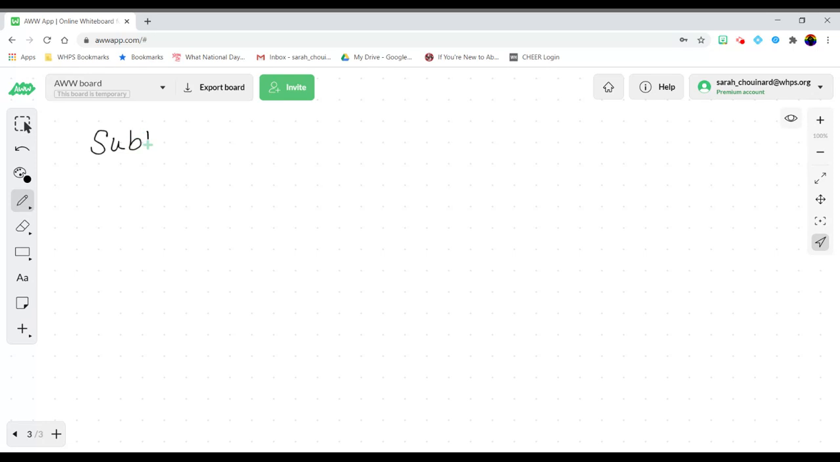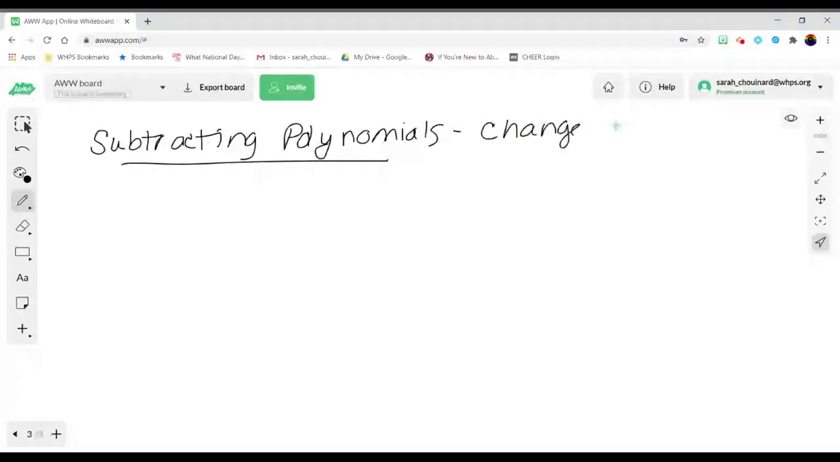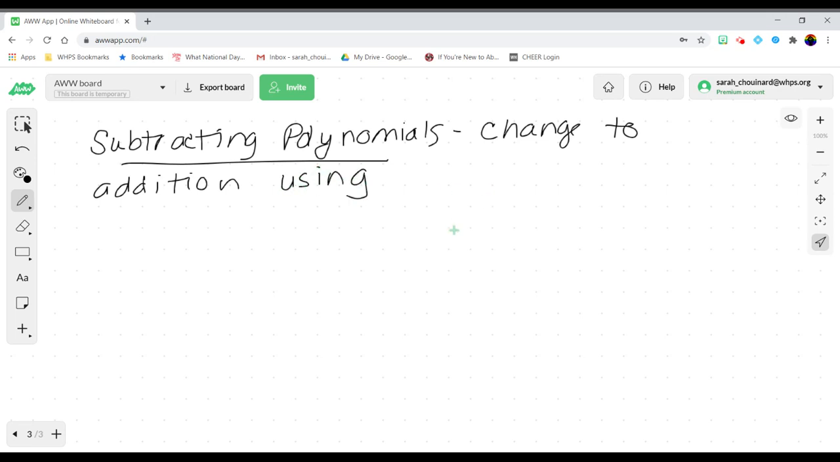All right, let's finish with subtracting polynomials. And with subtraction, we're actually going to always change it to addition. So we're going to change to addition by using keep, change, flip, which you may have heard before. So I'm going to keep the first polynomial the same, change the subtraction sign to an addition sign, and I'm going to flip the signs of the second polynomial.